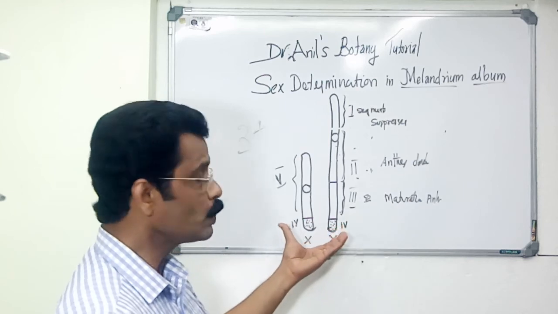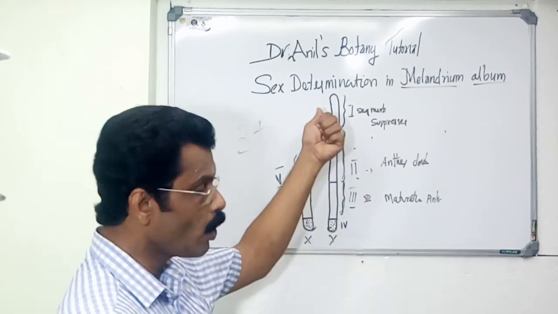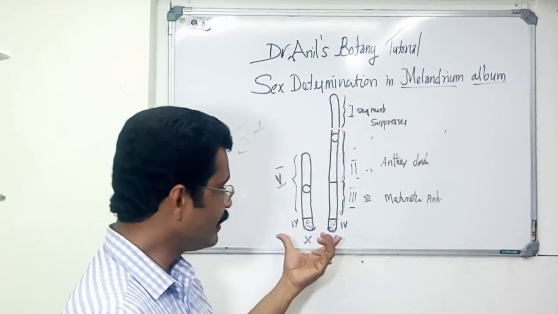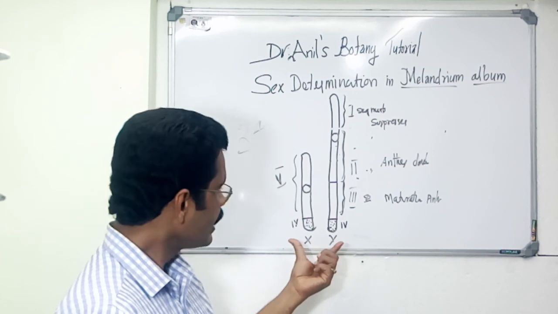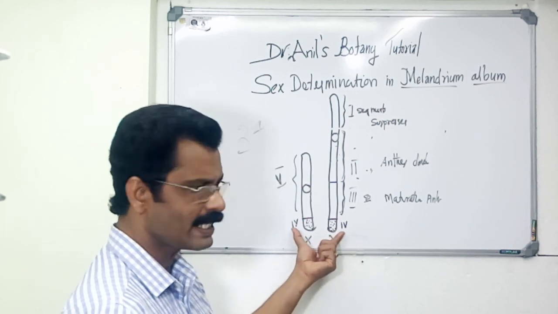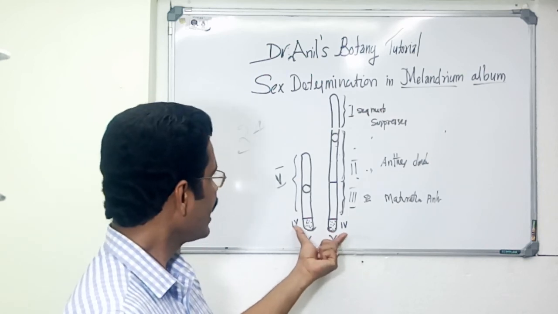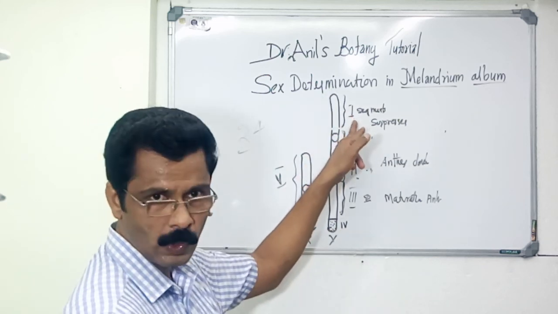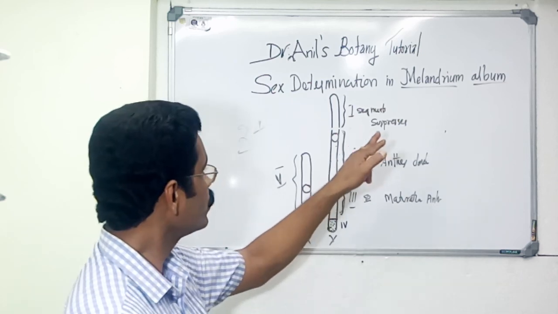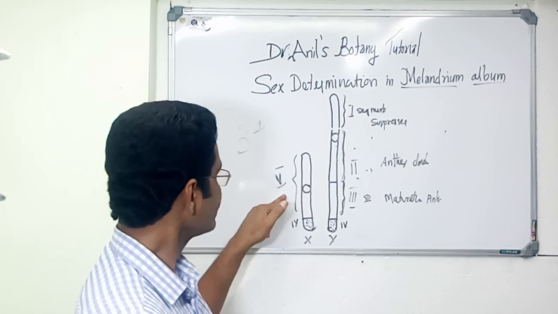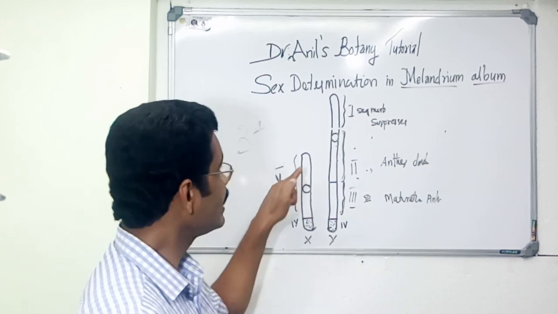So in these two chromosomes, in the case of Melandrium album, the Y chromosome is longer than the X chromosome, and a total of five segments are recognized. In the X and Y chromosomes, the fourth segment is similar, which helps in pairing during meiosis. In the Y chromosome, the first segment is called the female suppressor region, due to which the fifth segment of the X chromosome, the female promoter region, is suppressed.